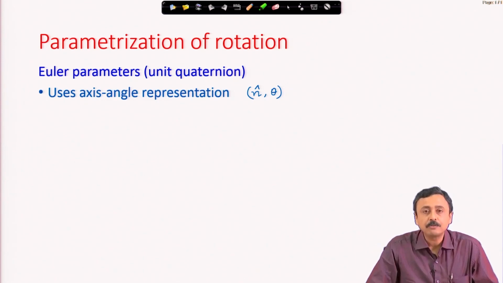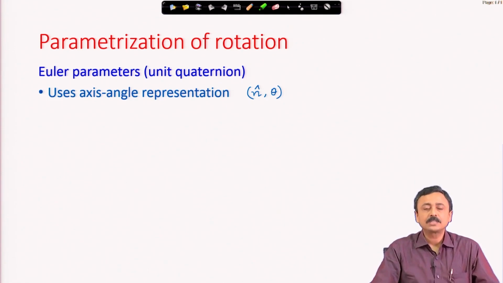Now, parametrization of rotation, this discussion we had started in the previous lecture. Why do we need to parameterize rotation? Because we need to represent this rotation matrix in terms of the minimum number of variables, and as you know, rotation can be represented by 3 parameters. So, we would like to know how the rotation matrix can be written in terms of these 3 parameters.